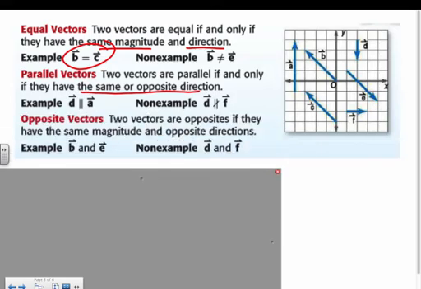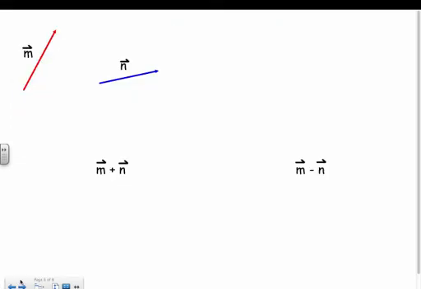And lastly, opposite vectors, they got to go the exact opposite direction and have the same magnitude. So one example would be B and E. They're going the exact opposite direction and they have the exact same distance or magnitude. And we're going to do something with these guys.